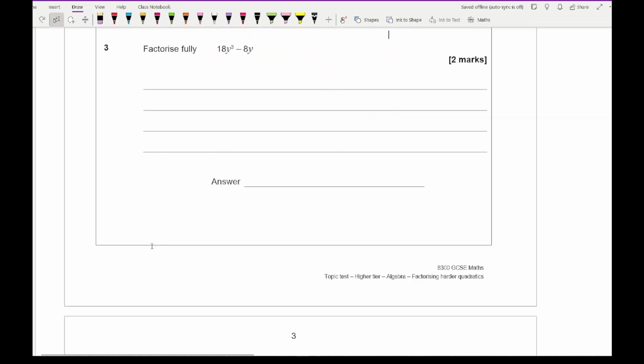Then moving on to question 3, it says factorise fully 18y cubed minus 8y. Taking this out, the common factor is going to be 2y, so I end up with 9y squared minus 4. And then from this, what you want to do is spot that this is a difference of 2 squares.